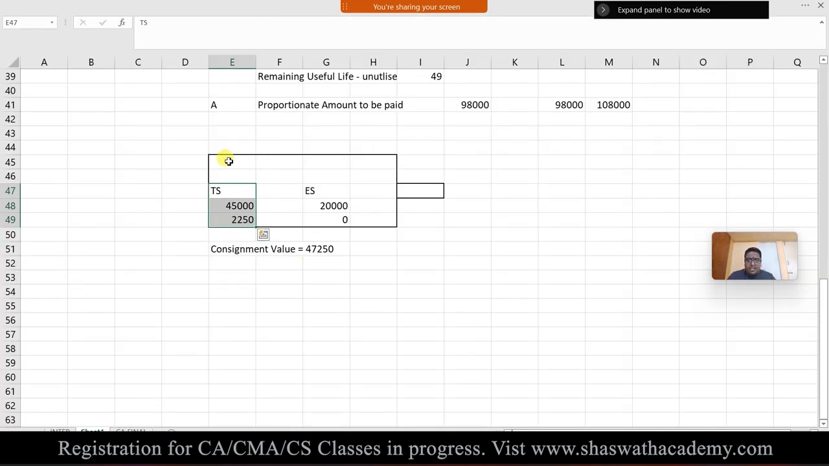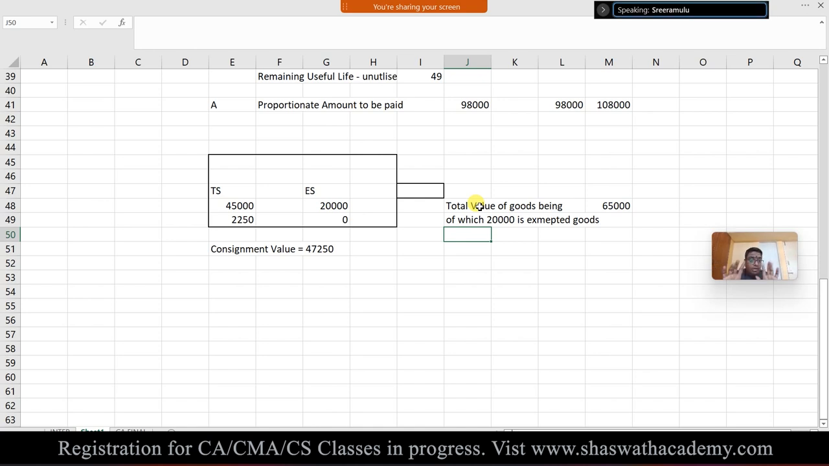Suppose the question says this lorry carries total value of goods being 65,000, of which 20,000 is exempted goods. Now you have formula application. Now consignment value equals value of taxable goods plus tax minus exempt supply, because you have it there.